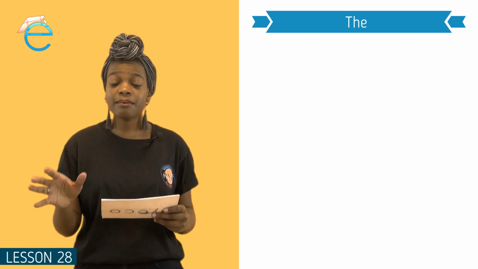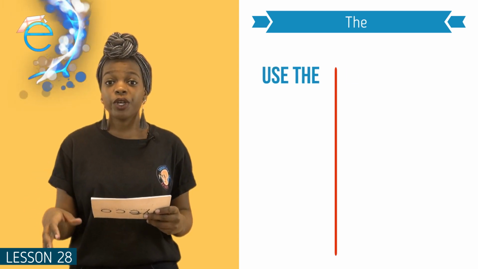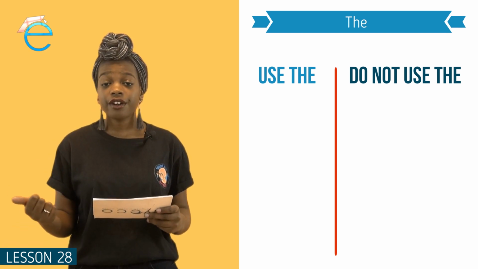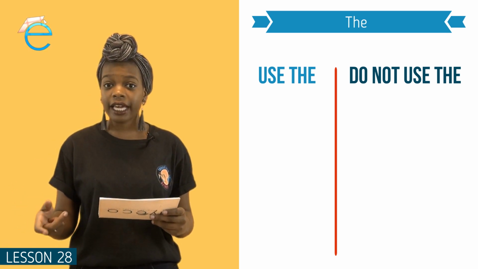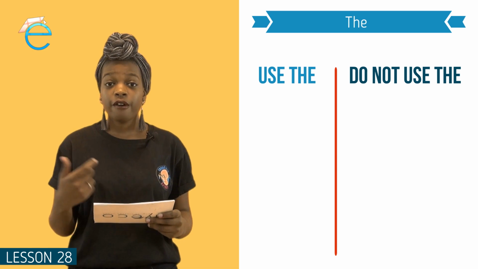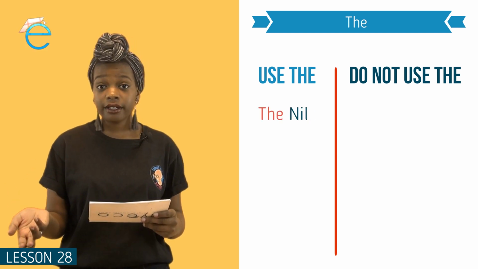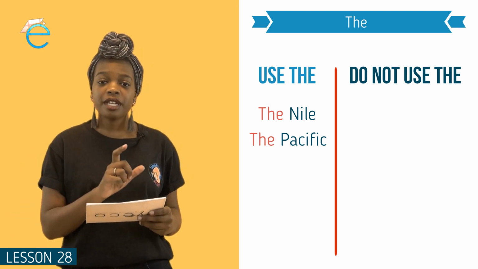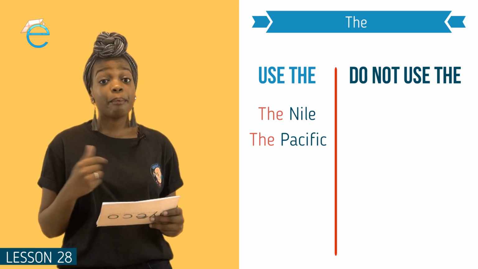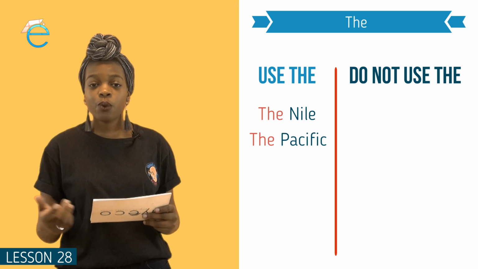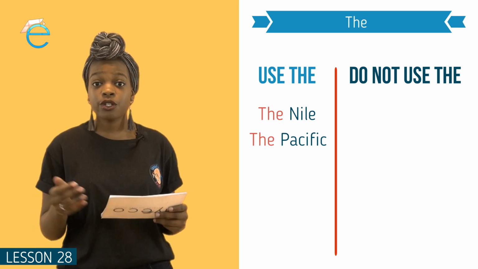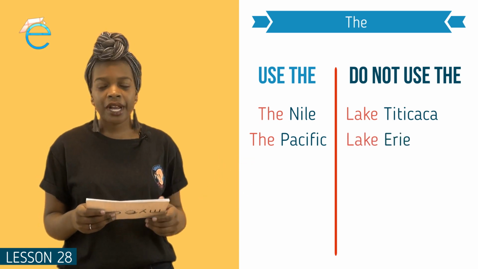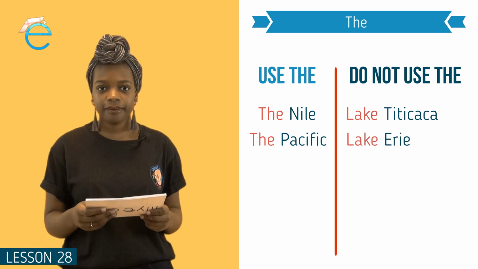Now, let's have a look at some specific situations where we use the and where we don't use the. Rivers, oceans, and seas all get the article the before them. For example, the Nile, the Pacific, or the Atlantic Ocean. All of those have the article the before. But when it comes to lakes, we don't put an article beforehand. So, for example, Lake Titicaca or Lake Erie don't have an article before them.